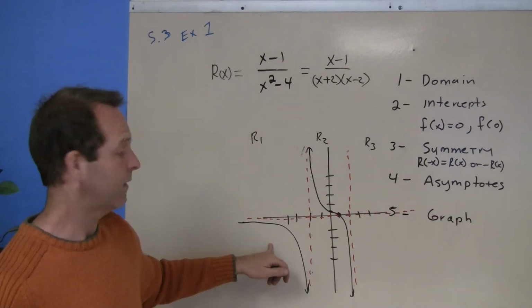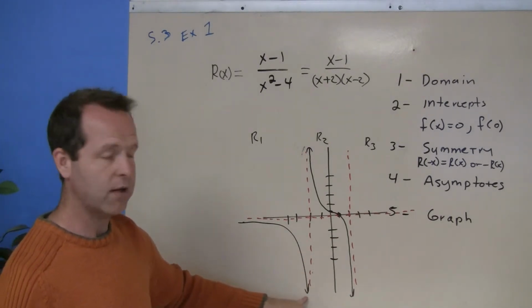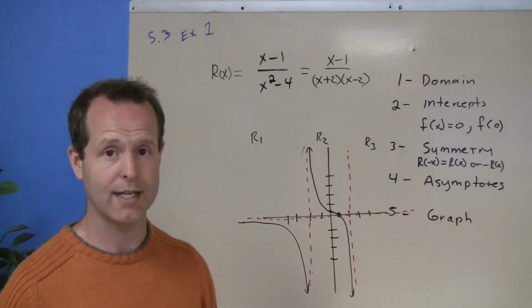So by choosing a couple of test points, I see that in region 1 the graph is negative, and as it's approaching this asymptote, the value is approaching negative infinity. And I found that out by choosing a couple of test values.